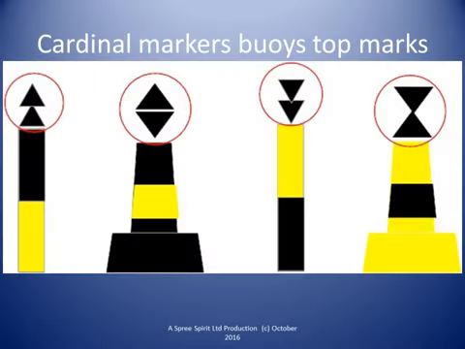Cardinal buoys have 4 different types of top marks depending on the direction of the safe water. Please note that the top marks are cones, not triangles, and the top marks are always black in color. Let's take a closer look at these top marks.